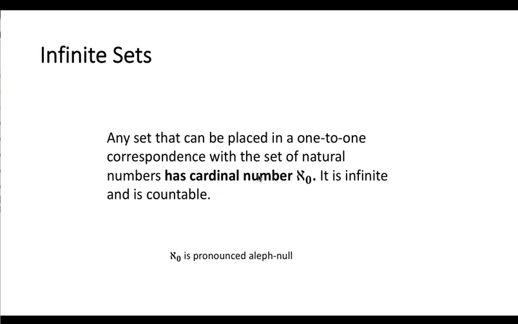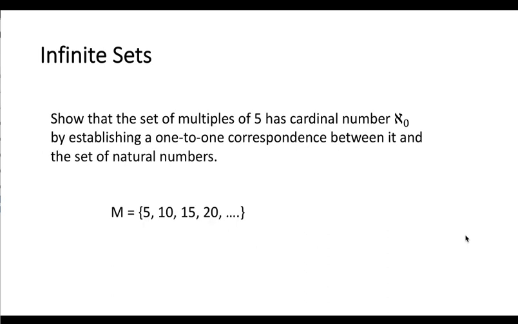So any set that can be placed in a one-to-one correspondence with the set of natural numbers has cardinal number Aleph Null. It is called an infinite set, and it is countable. It counts up to Aleph Null. So, for example, we're going to show that the set of multiples of 5 has cardinal number Aleph Null by establishing a one-to-one correspondence between it and the set of natural numbers.